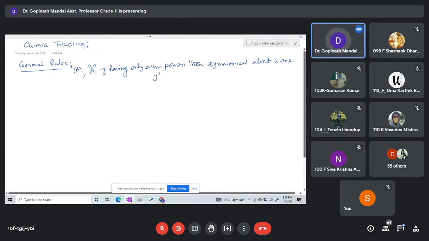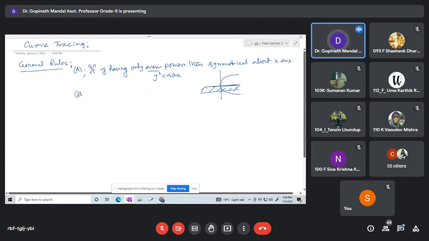Suppose y square equal to 4ax. So here power of y is even, so this must be symmetrical about x axis. This is the curve and symmetric about this is x axis. If we put a mirror here, the image of the mirror will be same.